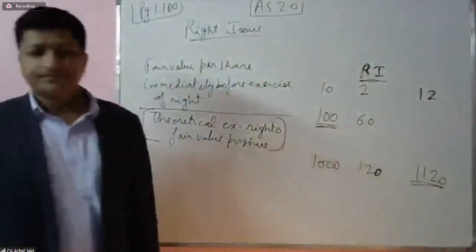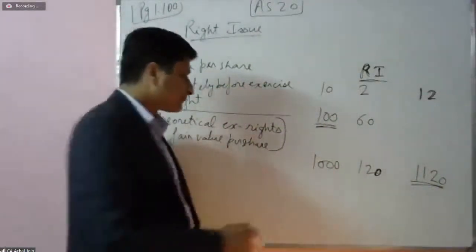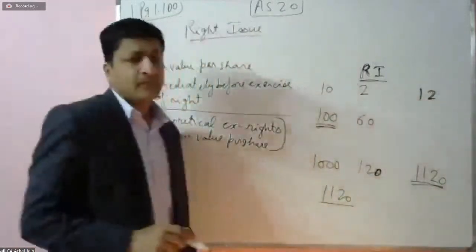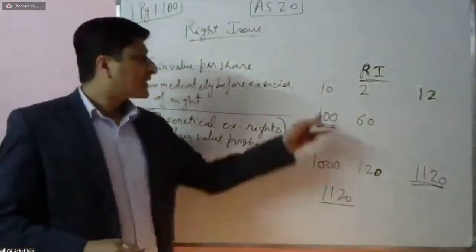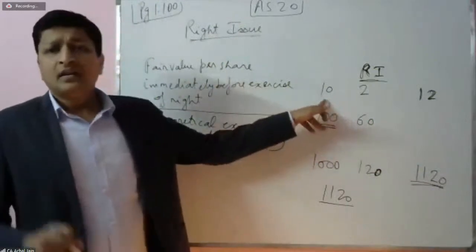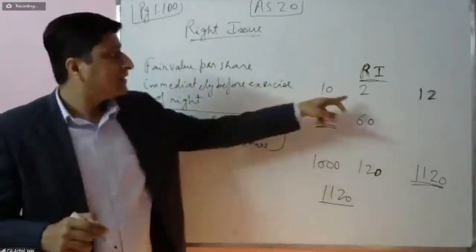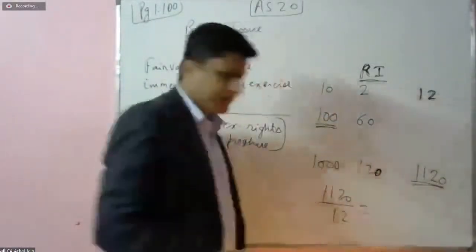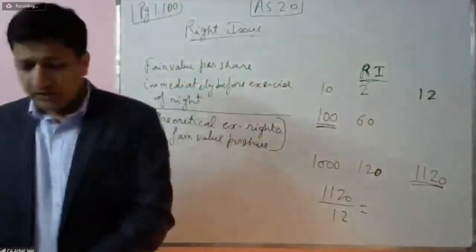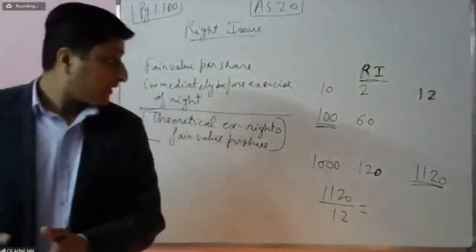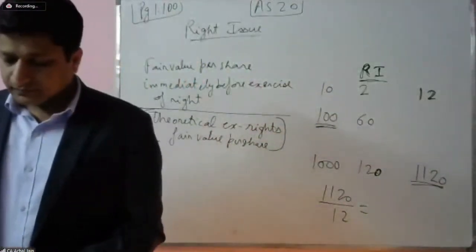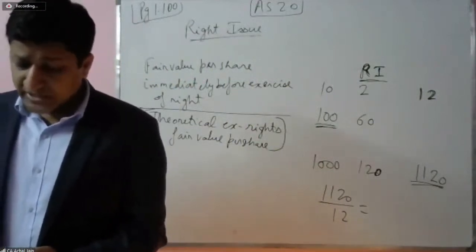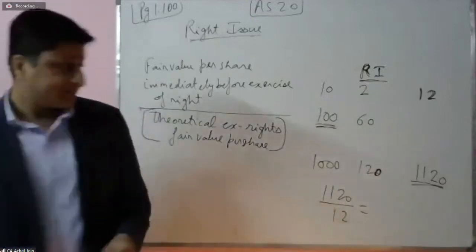divided by the number of shares before exercise of right and the number of shares exercised in the right. So what do we get? Let's compute this. 1120 divided by 12. So we get 93.33.